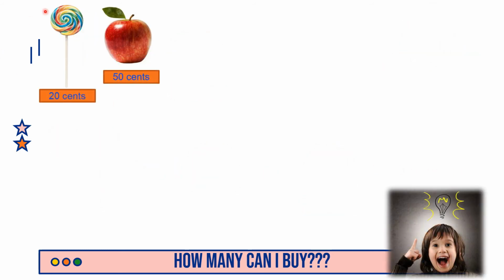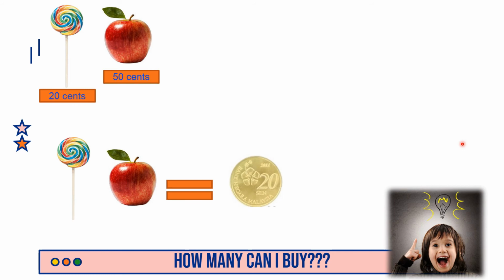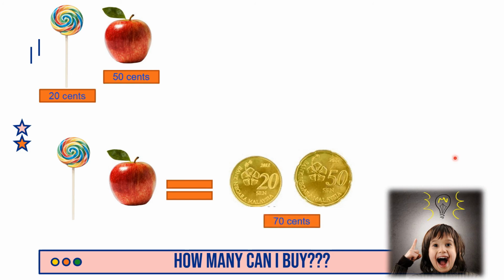Now, let's practice with 1 lollipop and 1 apple. We can see here that 1 lollipop is 20 cents and 1 apple is 50 cents. So, if you want to buy both, apabila kita nak beli dua, we will need 20 cents and 50 cents. Untuk beli dua-dua ni, kita kena ada 20 sen dan 50 sen. When we add 20 cents and 50 cents together, we will have 70 cents. Bila kita tambah 20 sen dengan 50 sen, kita akan dapat 70 sen. Jadi, untuk beli satu lollipop dan satu apple, kita perlukan 70 sen. If you want to buy one lollipop and one apple, we will need 70 cents.